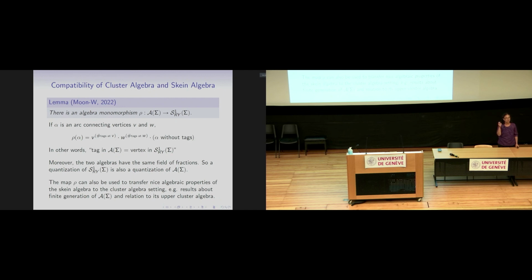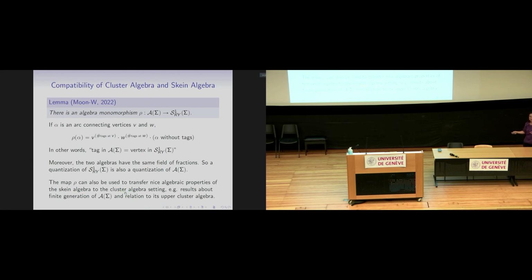Because the V's and the W's in the Skein algebra came from lambda lengths of vertices. In other words, the lambda lengths of those vertices were the lengths of the horospheres that I chose as decorations on those punctures. So somehow, what we thought was nice was that in the cluster algebra version, the tagging was completely combinatorial, and now we have some kind of way of thinking about it in terms of hyperbolic geometry. In addition, the two algebras have the same field of fractions, and so it follows that the quantization of the Skein algebra is also a quantization of the cluster algebra.